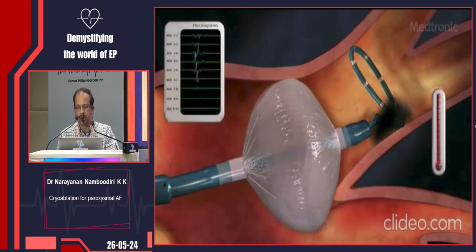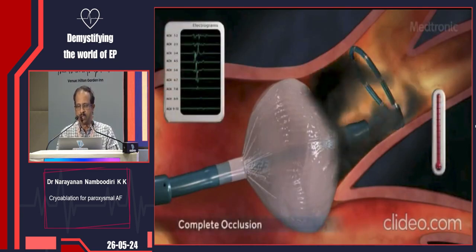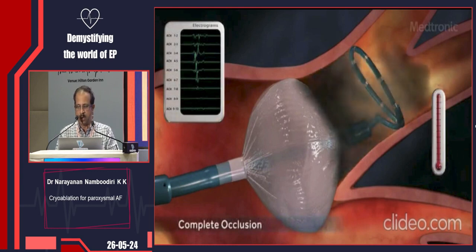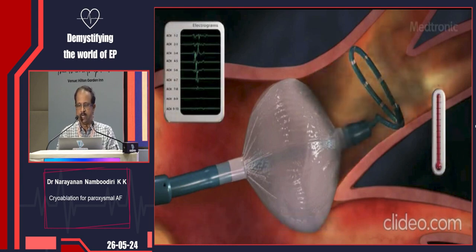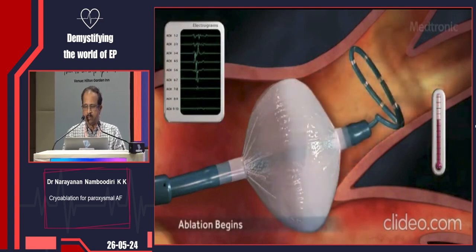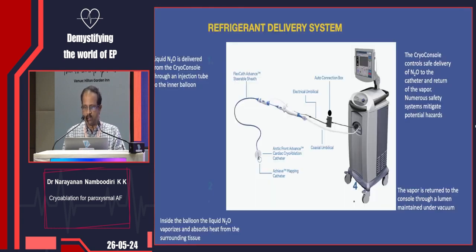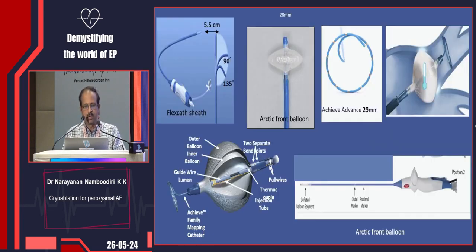Here what we do is a single shot approach. A balloon is inflated to occlude all the pulmonary veins successively, and with a multipolar catheter in the pulmonary vein, we map electrical isolation during the procedure. This is done in all the pulmonary veins sequentially. The form of energy used for cooling is nitrous oxide. The liquid nitrogen is produced through this console. There are multiple connections, but with the limited time I'm not going through them. Basically, you have a FlexCath sheath through which we introduce this Arctic Front balloon.